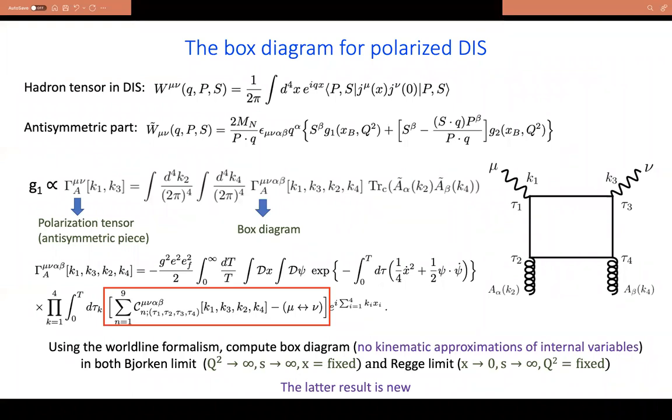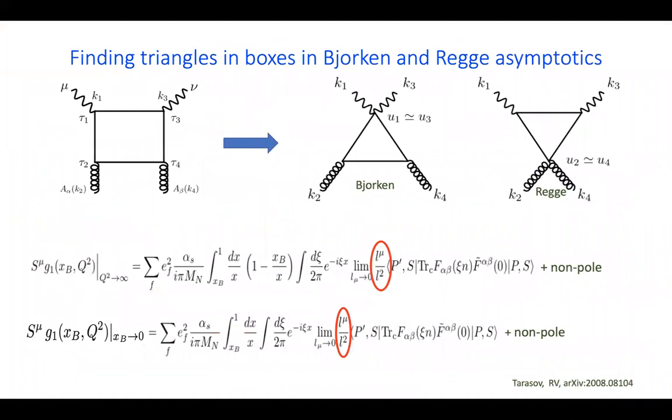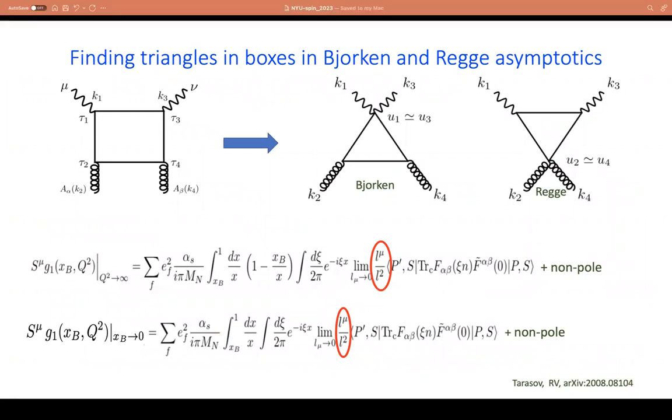And you can write down this box diagram in this Wilson line formalism, in this very explicit form. And now if you take then the high energy limit, the so-called Bjorken limit in QCD, then you can actually calculate what the structure looks like. And similarly, you can take the Regge limit, which is small x, high energies, fixed Q squared. And what is remarkable is that you find that in both cases, inside the box diagram, you have an embedded triangle.